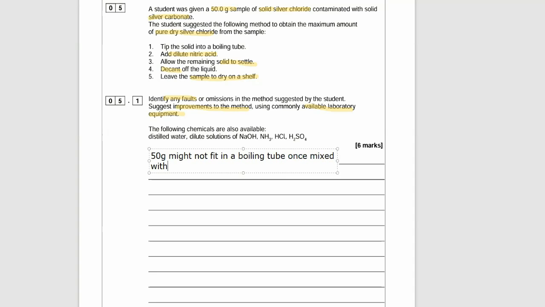First off, 50 grams might not fit in a boiling tube, especially once you add the nitric acid. So better to use a beaker instead. So what have we done here? We've identified a fault, which I've put in red, might not fit in the boiling tube, and then highlighted in green, use a beaker instead. So really, to get the 6 marks here, you want a minimum of 3 errors with the corrections. Let's have a look at another one. So what else have we got?